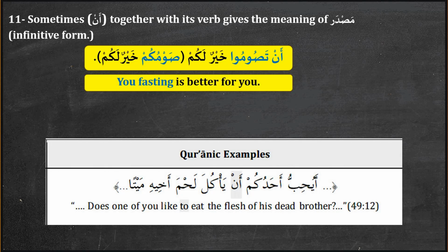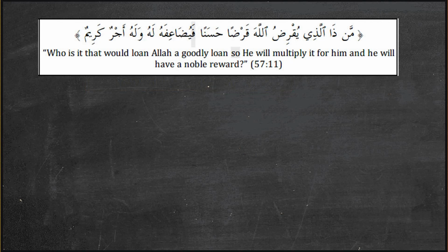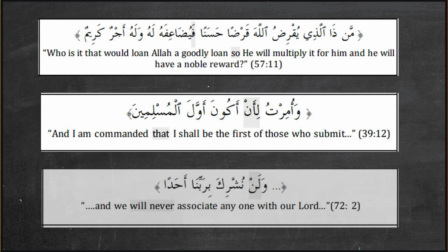Examples from Quran. Bismillahir Rahmanir Rahim. أيحب أحدكم أن يأكل لحم أخيه ميتا. أن يأكله. من ذا الذي يقرض الله قرضا حسنا فيضاعفه له وله أجر كريم. فيضاعفه gets fatha after fa. وأمرت لأن أكون أول المسلمين. لأن أكون. ولن نشرك بربنا أحدا. ولن نشرك.